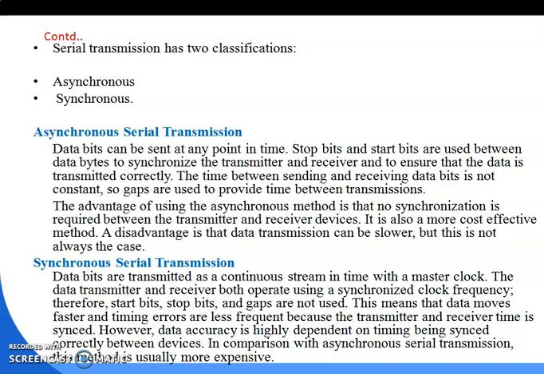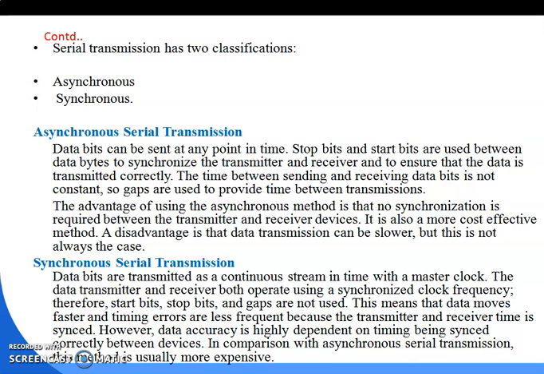Next, come to the synchronous serial transmission. Data bits are transmitted as a continuous stream in time with a master clock, and the data transmitter and receiver both operate using a synchronized clock frequency. Therefore, start bits, stop bits and gaps are not used. This means that data moves faster and timing errors are less frequent because the transmitter and receiver timing is synchronized.